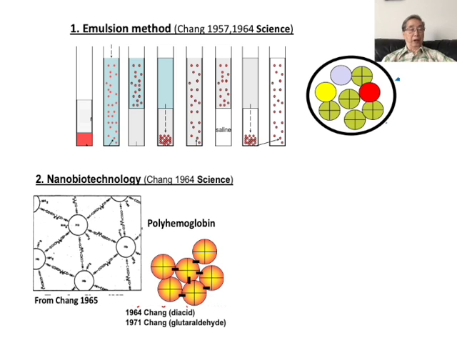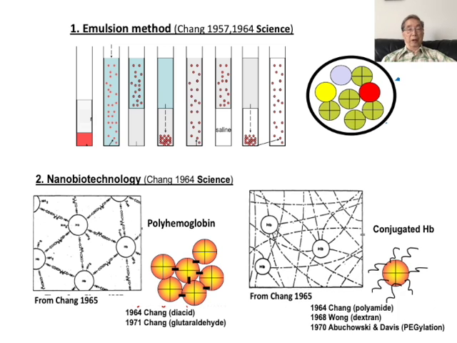Another approach is nanobiotechnology based on the crosslinking of hemoglobin into polyhemoglobin. Another way is by conjugation, whereby hemoglobin is attached to a polymer in the form of polyamine or dextran, or most importantly polyethylene glycol, PEG.